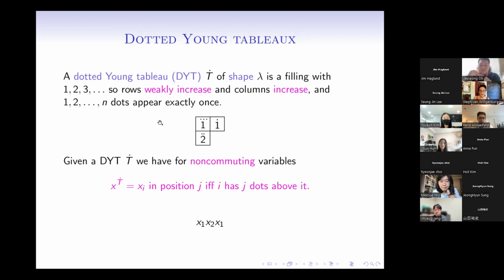Then given a dotted Young tableau, we can associate a monomial to it in the following way. We're going to have that x_i is in position j if and only if i has j dots above it. So let's look at our example right here. We've got that 1 has 1 dot above it, so I'm going to write down x1 in the first position. Then 2 has 2 dots above it, so I'm going to write down x2 in the second position. And then 1 has 3 dots above it, so I'm going to write down x1 in position 3.